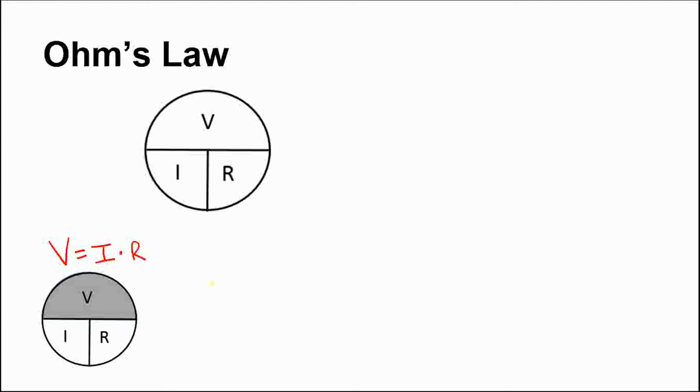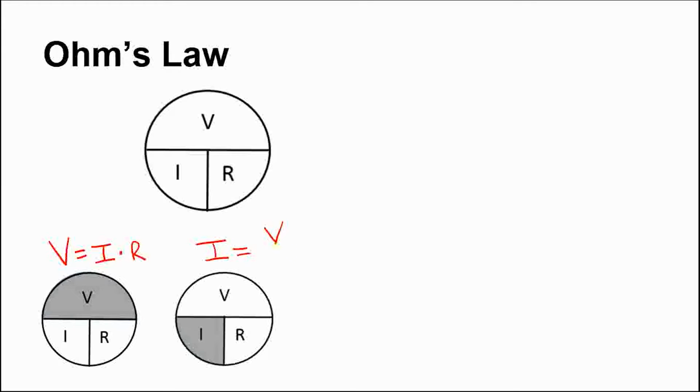Then for this relationship here, notice that the places of voltage, current, and resistance don't change. It's just what we're looking for that changes. So in this case, I is shaded, or current is shaded. So if I want to find current, then I would take the voltage, which is on top here, and divide it by the resistance, which is down here on the bottom.